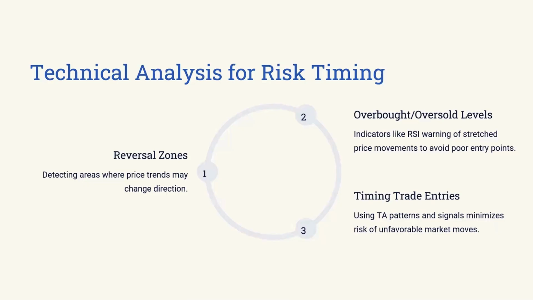By using technical analysis, patterns and signals, traders can minimize the risk of unfavorable market moves by entering trades at opportune moments. For example, traders see the stock price reaching an overbought level on the RSI indicator, approaching a strong resistance level or reversal zone. This is a signal of a high risk of the price falling, so traders decide to avoid buying the stock at that moment. Let's proceed to the next slide.